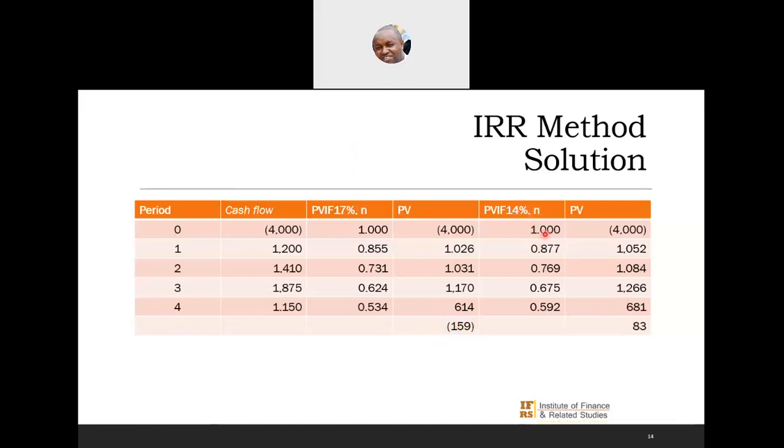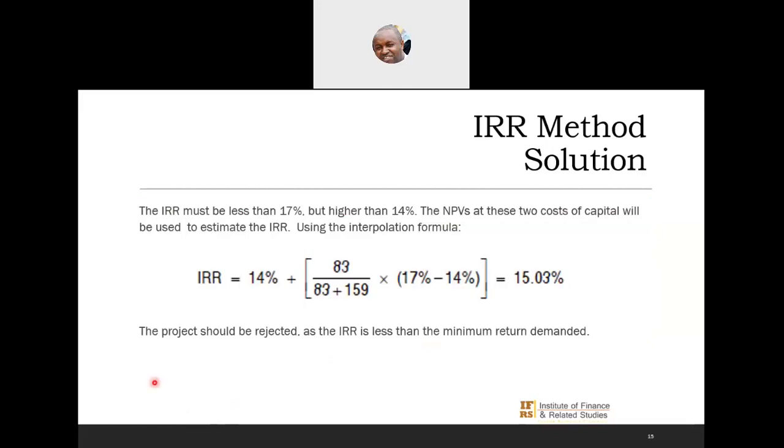In our case, I've picked 8%. And by the way, you can pick any rate. We end up with NPV of 83. Then we try to solve the IRR, and we notice that we end up with IRR of 15.03%. Now, this 15.03% is less than the required rate of return of 17%. And therefore, this project should be rejected. Please take time to go over those two questions again until you get clarity.